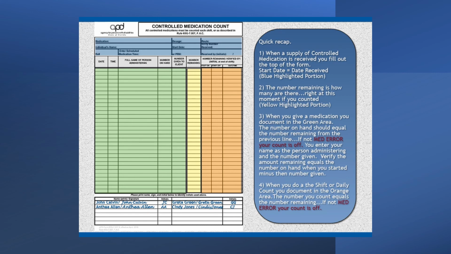3. When you give a medication, you document in the green area. The number on hand should always equal the number remaining from the previous line. If not, med error, your count is off. You enter your name as the person administering and the number given. Verify the amount remaining equals the number on hand when you started minus the number given. 4. When you do a shift count or daily count, you document in the orange area. The number you count equals the number remaining. If not, med error, your count is off.